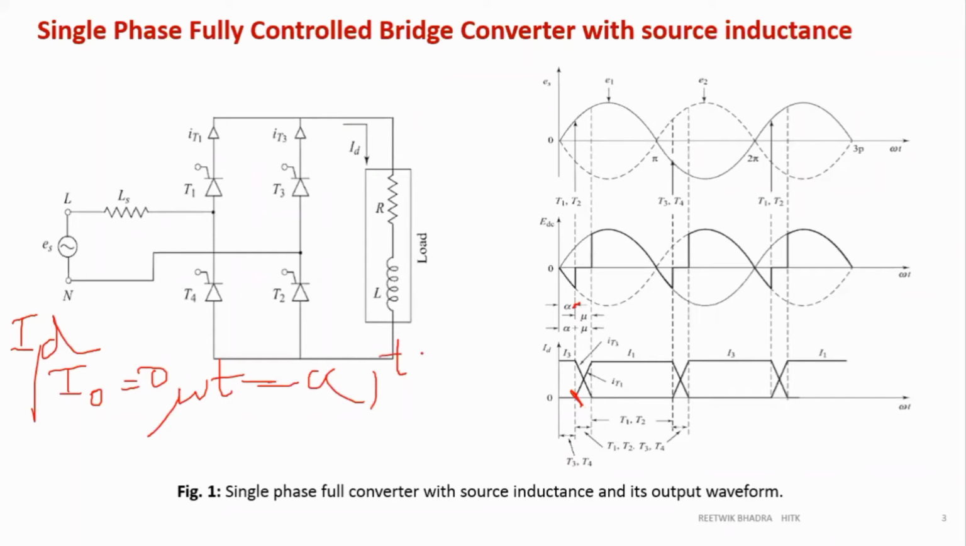Because my integration is with respect to t, I calculate my t, which will give me alpha by omega. Now what is my end point over here? This point. What is this point? This gap is alpha. This small gap is mu. So can I say that IT1 is equal to, sorry, this is not ID, this is IT1. Sorry.